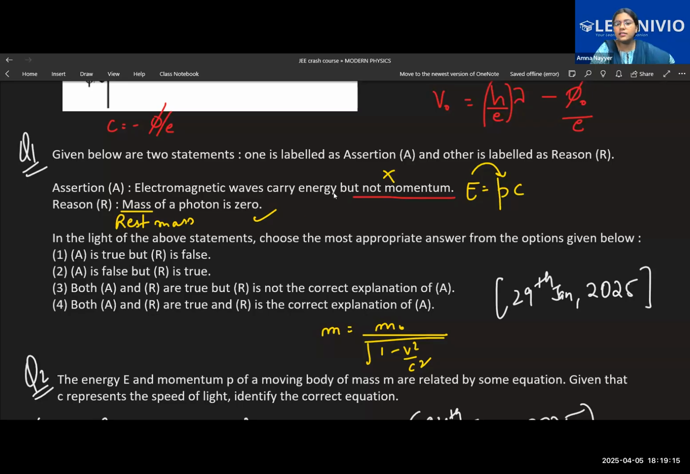But this is not explaining this, right? The statement itself is incorrect, so the reason has no explanation for it. So this will be the second option. Okay, write it.